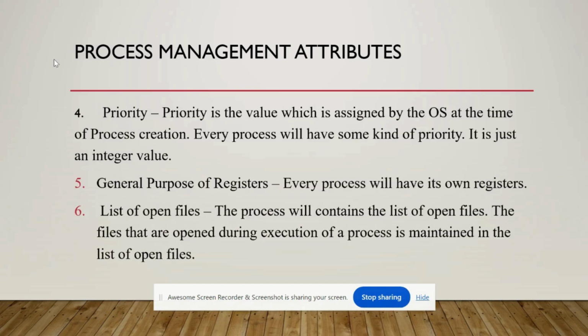Now coming to the fourth one, that is priority. Priority is the value which is assigned by the operating system at the time of process creation. Every process will have some kind of priority. It is just an integer. Now coming to the fifth one, that is general purpose registers. Every process will have its own registers.